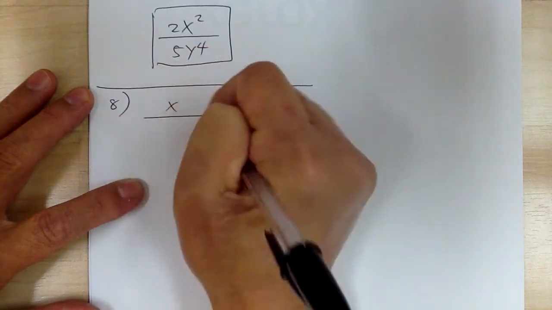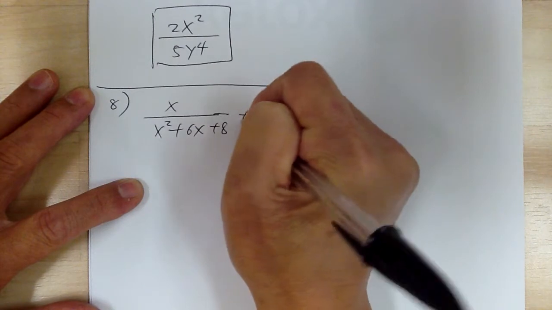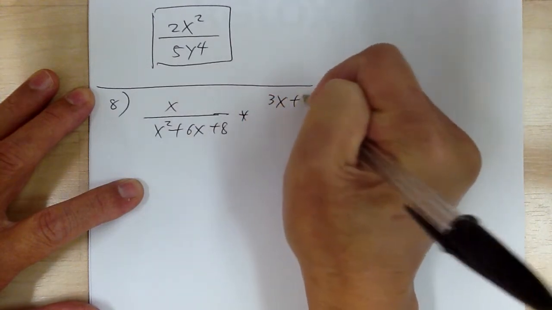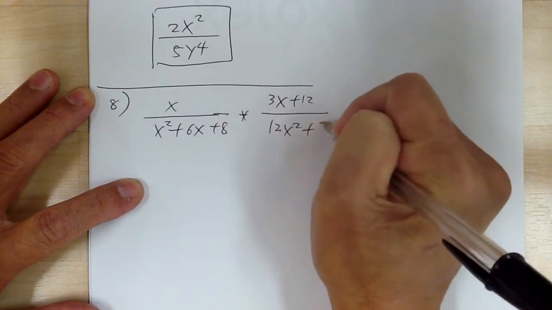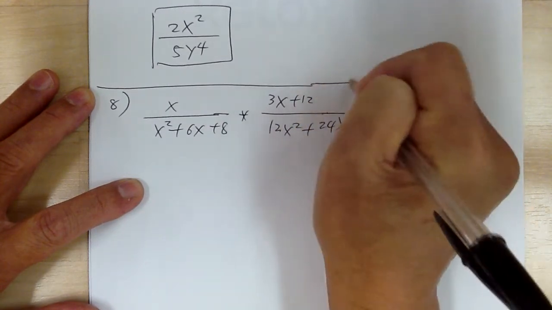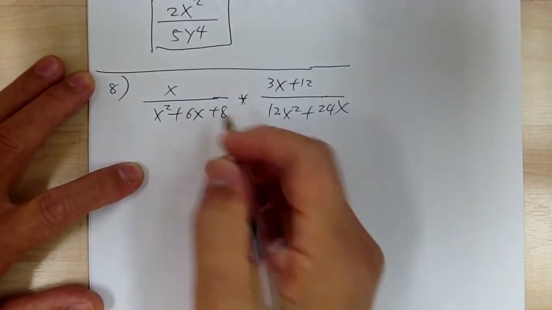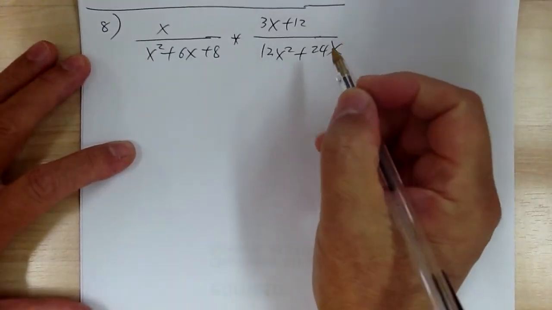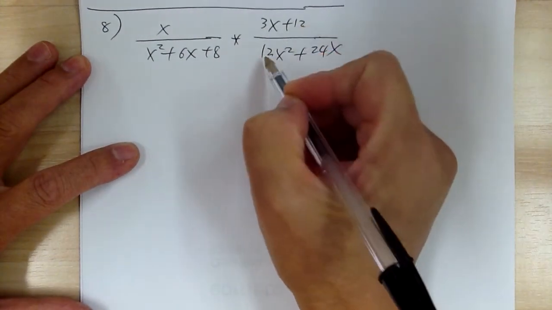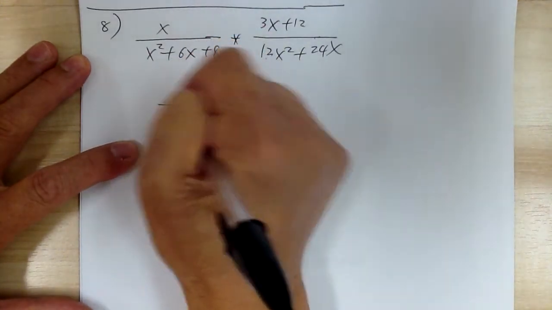You have x over x squared plus 6x plus 8, times 3x plus 12 over 12x squared plus 24x. As soon as you see addition or subtraction, you need to do factoring before you start to cancel things out. Do not cancel out terms. So don't cancel 12 with this 12. You cannot cancel out terms. So go and factor.